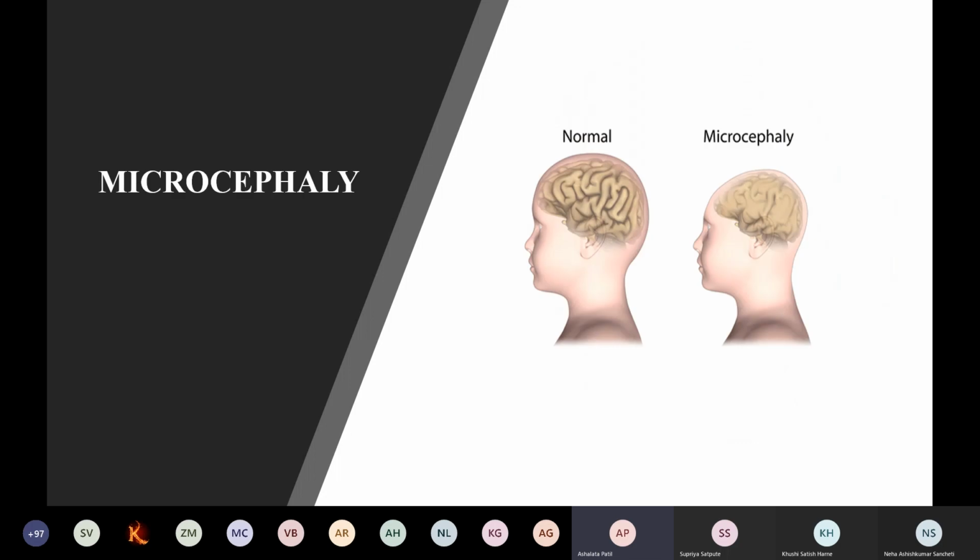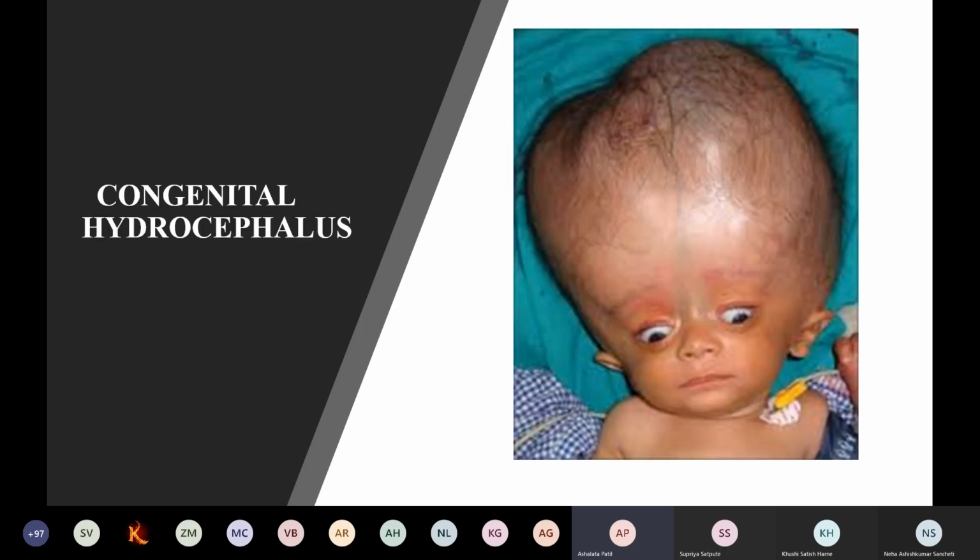Sometimes the brain may be smaller in development. This condition is called microcephaly, which may lead to mental retardation. Congenital hydrocephalus: we have seen the ventricles, there is production of the CSF, and it is circulating. If either there is excessive production or obstruction to the passage, that leads to hydrocephalus. During intrauterine life, if one of the factors is present, the baby is born with a large head, the ventricles are dilated, and this condition is called congenital hydrocephalus.